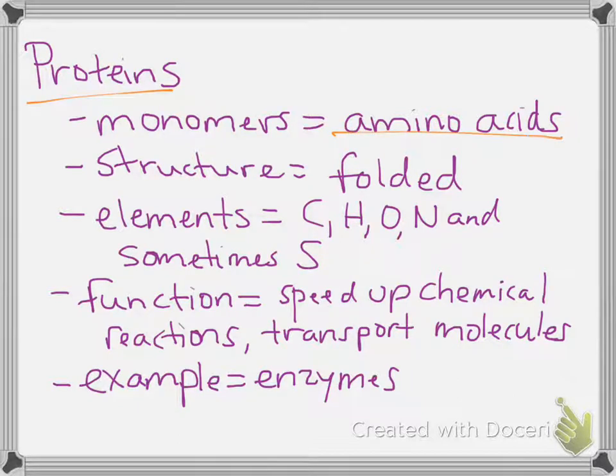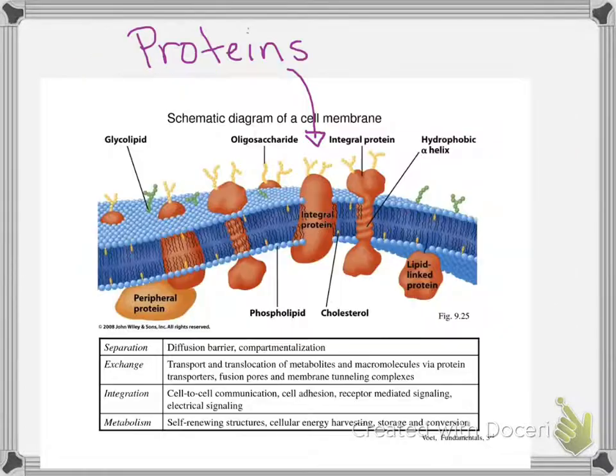Proteins, monomers are amino acids. The structure is folded. They have CHON, which includes nitrogen, and sometimes sulfur. Functions: they speed up chemical reactions. The example there is enzymes. And they are found as transport molecules within the cell membrane.